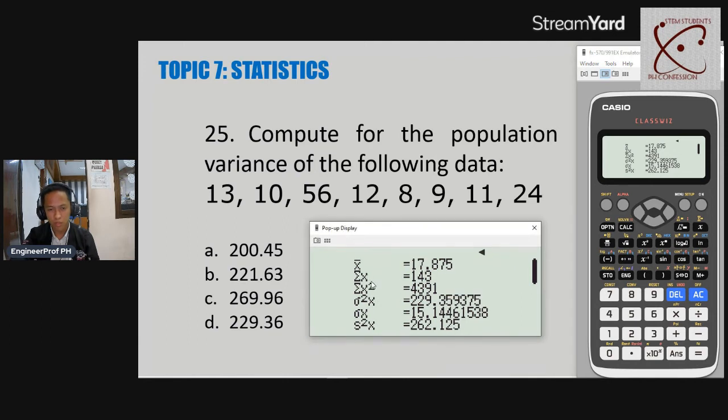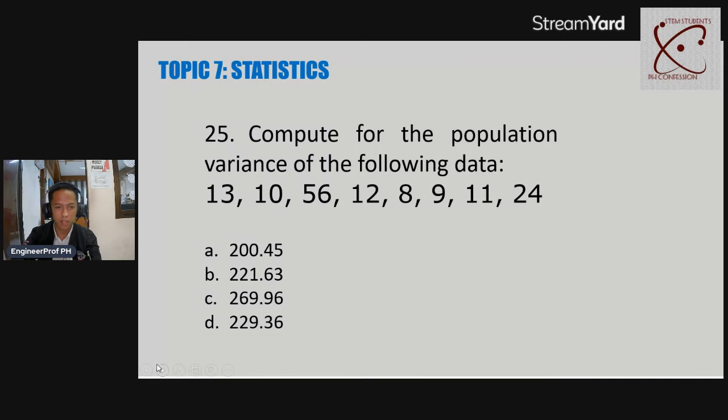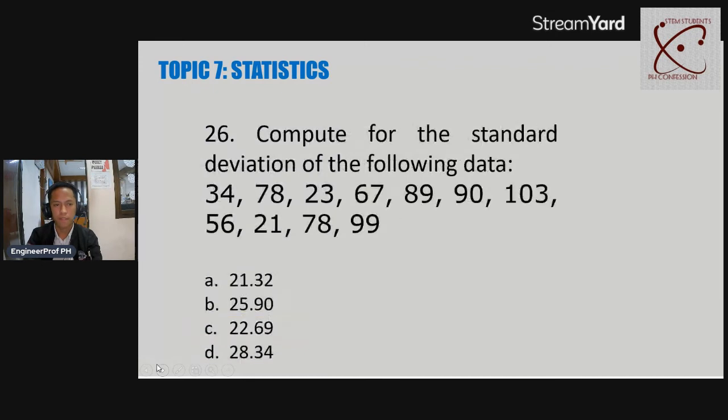We have the mean, we have the summation of x, we have the variance, population variance, sample variance, sample standard deviation, lahat binigay. Pero dito ang hinahanap lang is the population variance, which is etong sigma squared. So that is 229.36. Okay. So that is letter C. Okay, ayan, 229.36.